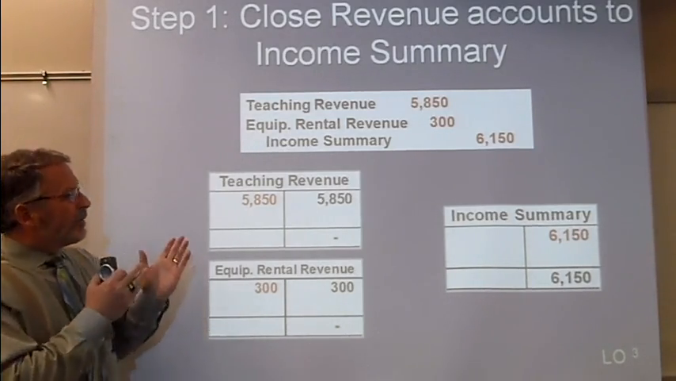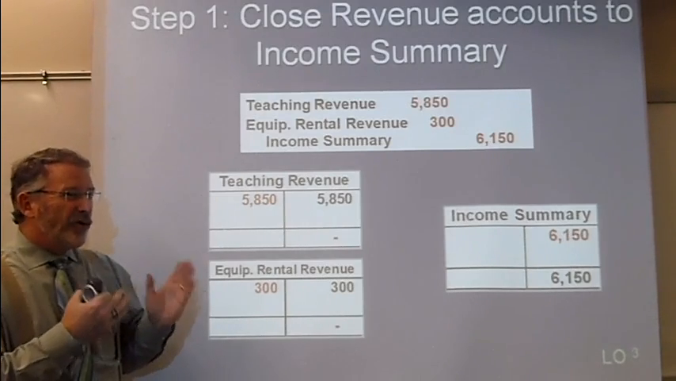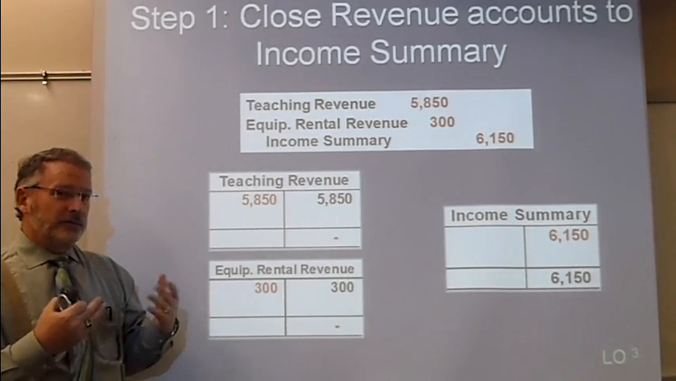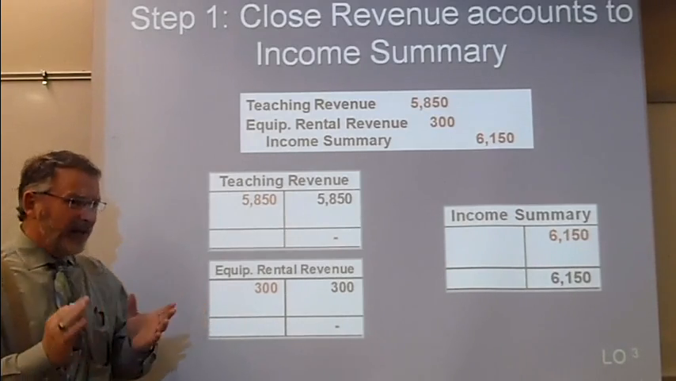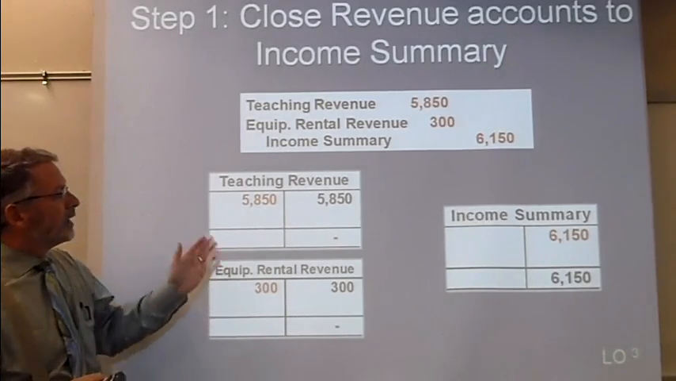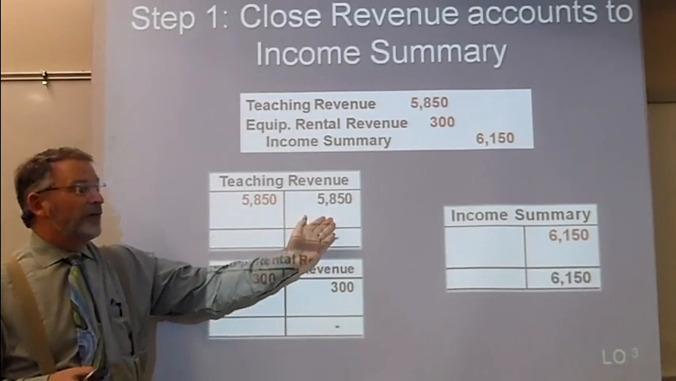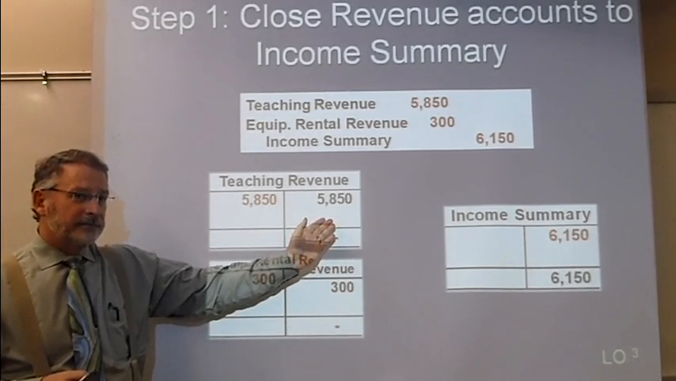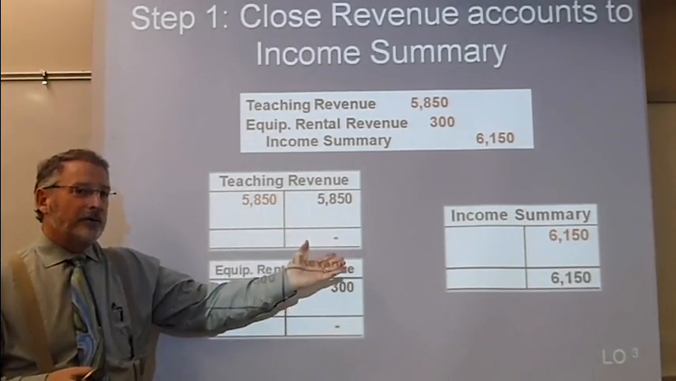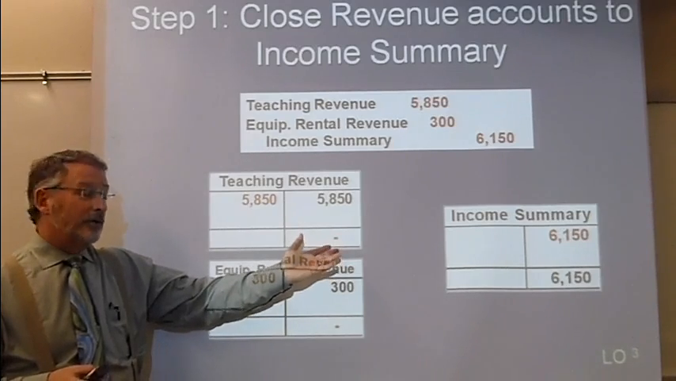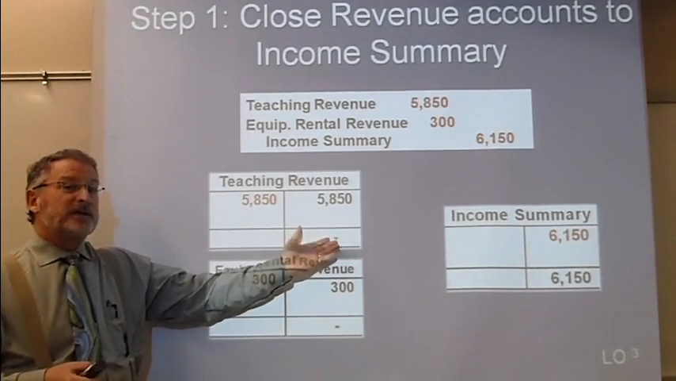So you may be wondering why we actually debit those accounts when normally we would be crediting revenue whenever we earn revenue. And that's what the zeroing out is all about. The teaching revenue account had a credit balance of $5,850. That was what we accumulated in revenue over the time period that we're closing out. And so we would like to zero that out.